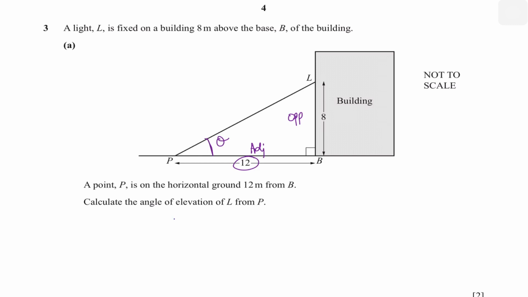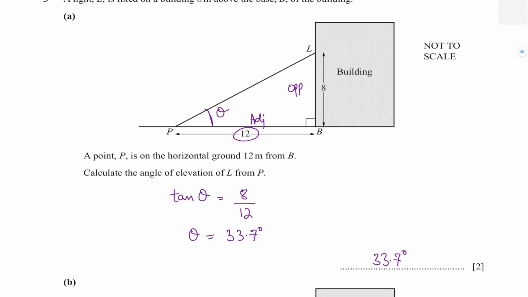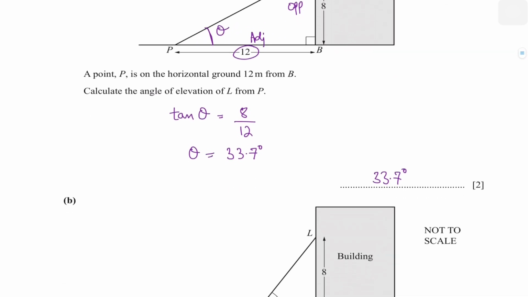So that means the trigonometric ratio that I'll use will be tan. So tan theta is equal to 8 upon 12. Let's work out theta by taking the tan inverse of 8 upon 12. So tan inverse of 8 divided by 12 is giving me 33.69. So I'm going to round it to 33.7. And remember, if you have to give any angle, you have to give it correct to 1 decimal place, irrespective of the number of significant figures.